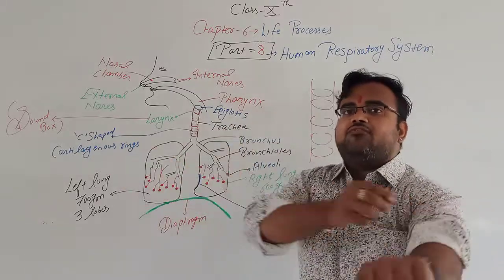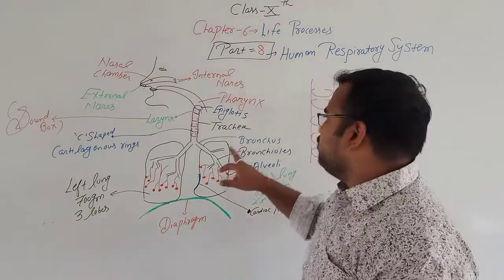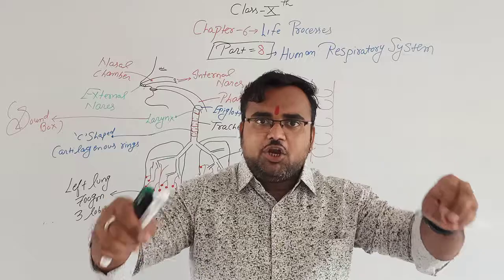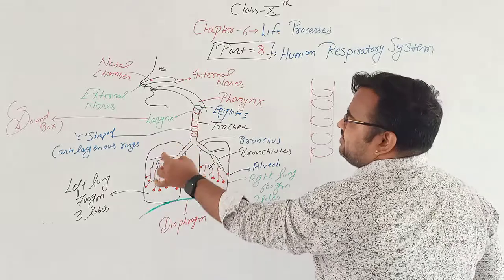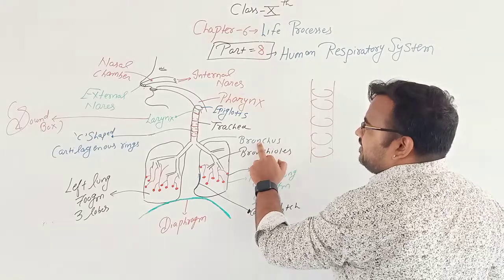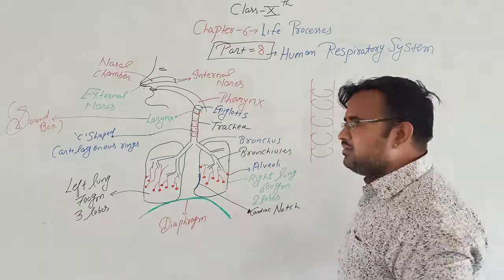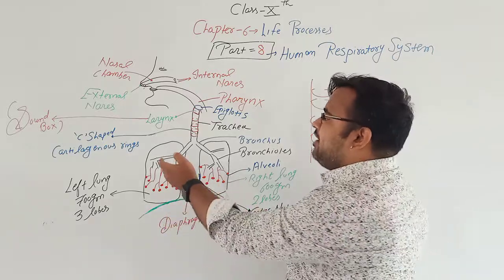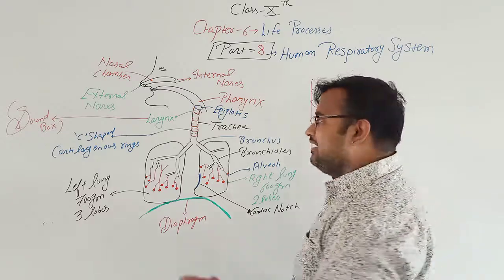The trachea is divided into two initial branches, which are known as bronchus, and the bronchus is divided into secondary and tertiary branches, which are known as bronchioles. See, bronchus is singular, one branch. It is divided into secondary and tertiary branches known as bronchioles. This is the plural name.